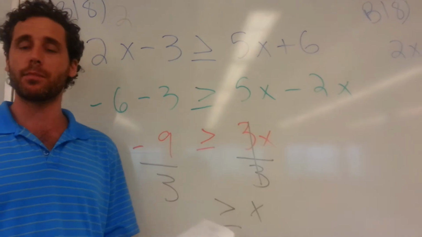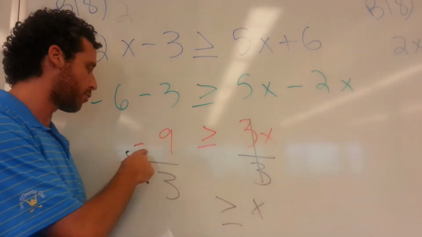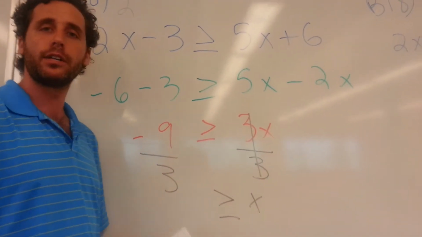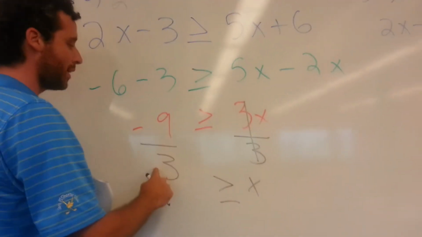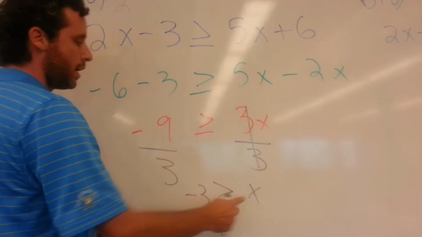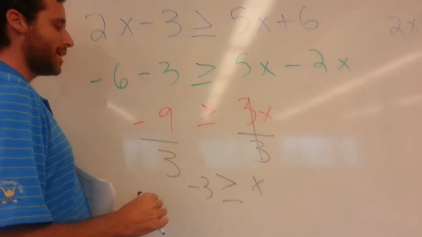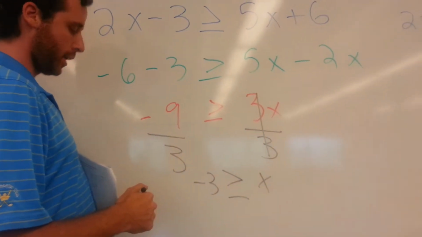When the signs are the same, it's positive. When the signs are different, it's negative. For multiplication and division, here it's a division. The signs are different, so it's going to be negative. Negative 9 divided by a positive 3 is going to give us a negative 3. The solution is x is less than or equal to negative 3.